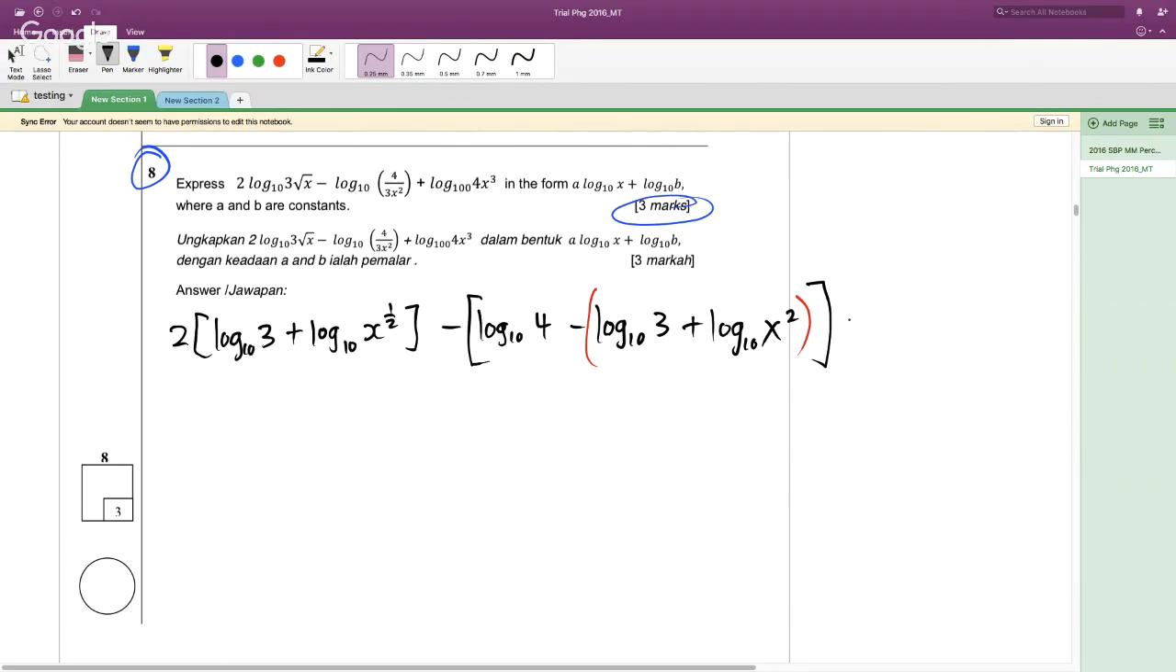Okay, then I will plus. This one definitely you need to change to log 10. So I will change the base here. So log 10 over log 10. So 4x cubed is on the top here and 100 is at the bottom here.